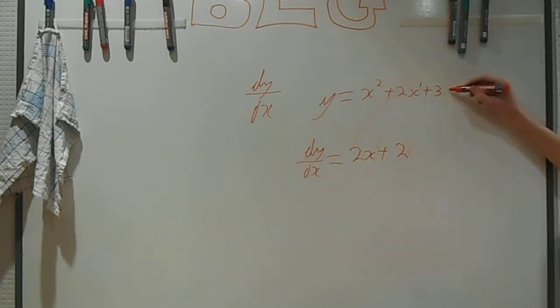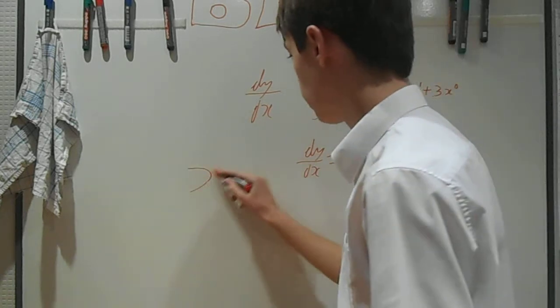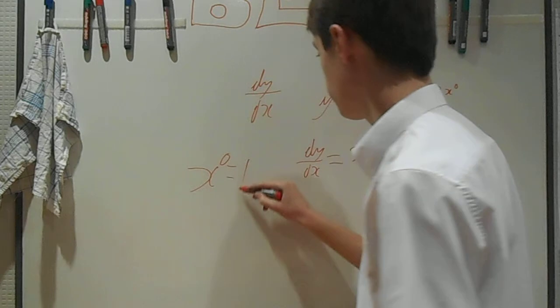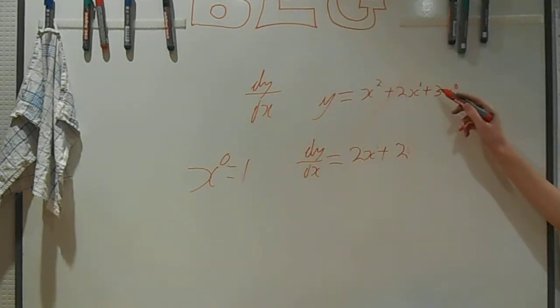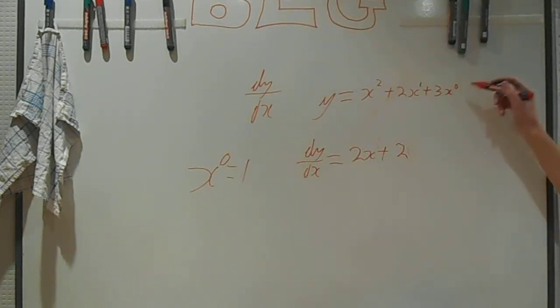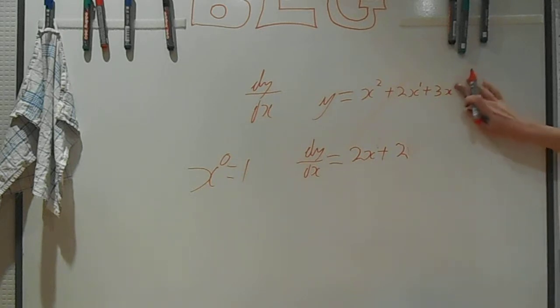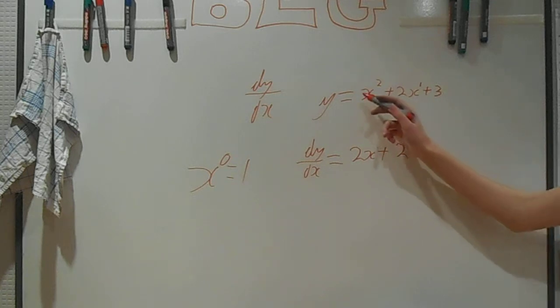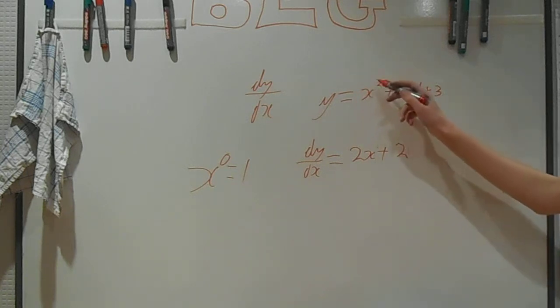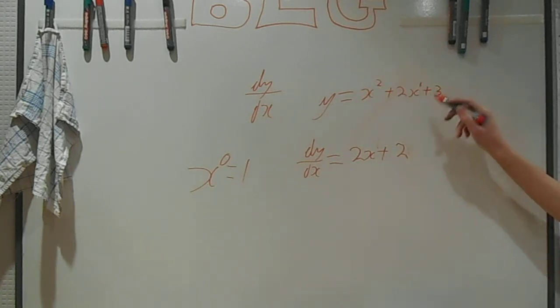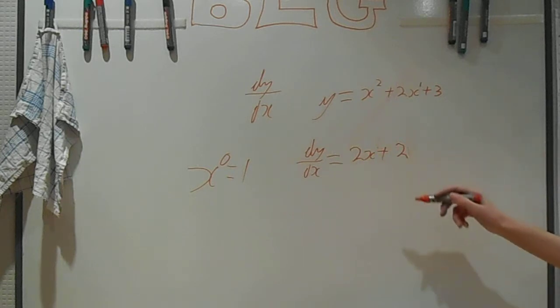What do we do here? Well, remember, x to the 0 equals 1. I'll write it over here. So we can write 3 as 3x to the 0, okay? So then what do we do? Well, we use the same rule, multiply the 0 by 3, but that leaves us with 0. So any number by itself will just become 0. So dy over dx of x squared plus 2x plus 3 is equal to 2x plus 2.